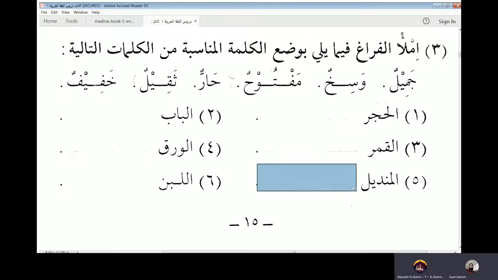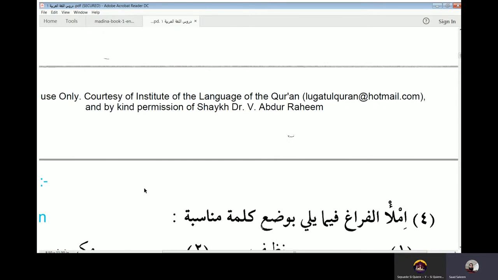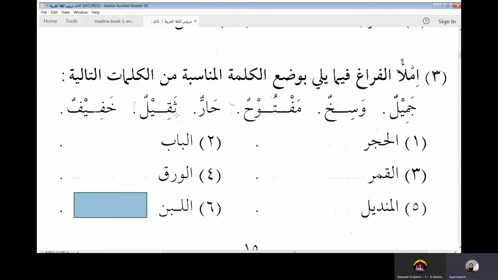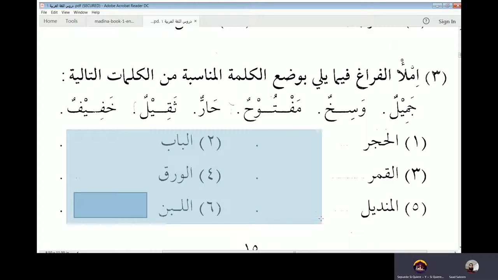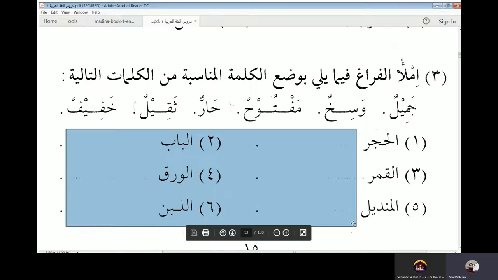Al-mindilu wasikhun. The kerchief is dirty. Correct. Al-labanu harrun. The milk is hot. After the class, I will send you the book in PDF format. Fill all these blanks and send them in the homework group. I will add you to the homework group also.